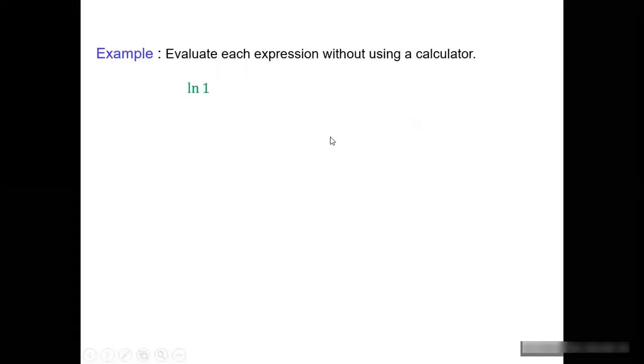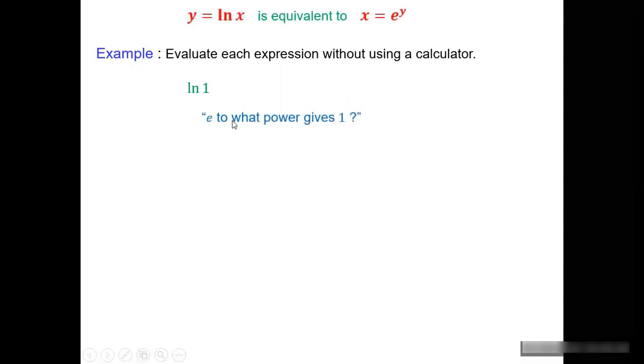Let's try to evaluate a few expressions involving the natural logarithm. Let's say we want to find the natural log of 1. Well, remember the base is e. So we're saying e has to be raised to some power to give me an answer of 1. So what power do we raise e to in order to get 1? Obviously, the value would have to be 0. So ln of 1 is equal to 0.